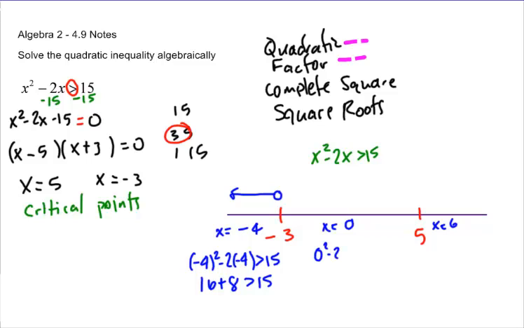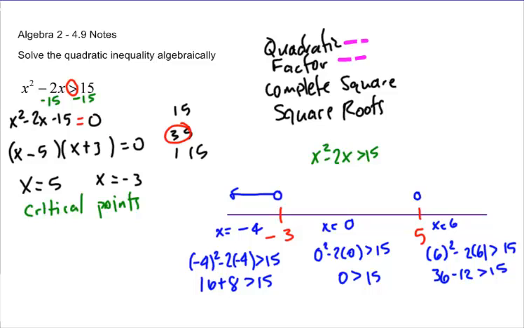Then check 0. 0 squared minus 2 times 0, is that greater than 15? Well, you get 0 is greater than 15. Is that true? And the answer is no, it's not. So we don't worry about the middle. We can't graph the middle. Then check 6. So 6 squared minus 2 times 6, is that greater than 15? So 36 minus 12, is that greater than 15? And the answer is yes, it is. So again, an open circle because of our sign here. And then we would select all the numbers this way.